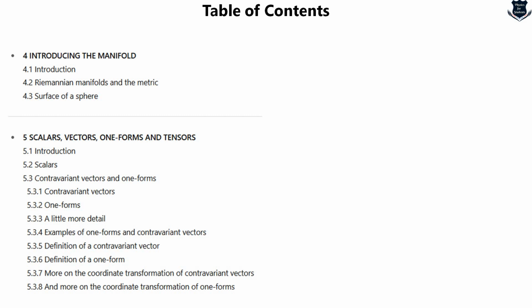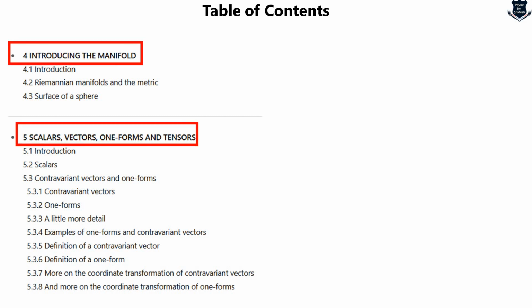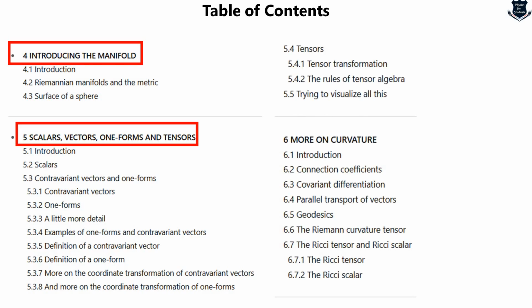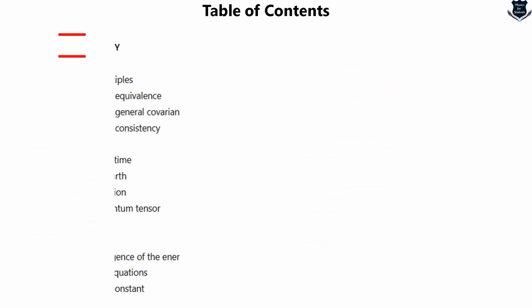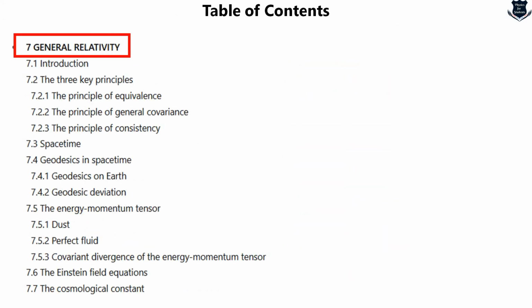the author has covered it. It then starts with differential geometry, introducing manifolds. Then it goes deep into scalars, vectors, one-forms and tensors. Covariant, contravariant, everything is covered, and more on curvature, because curvature is the key to general relativity. So the author covers parallel transport of vectors, Riemann curvature tensor, Ricci scalar, and so on. Not only that, the author further describes this part, which is the core part, that is general relativity.